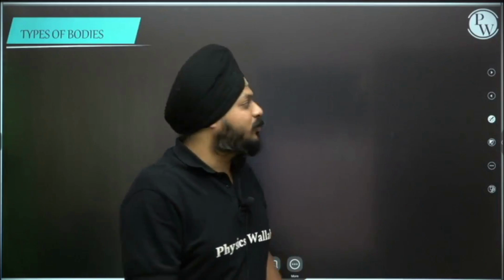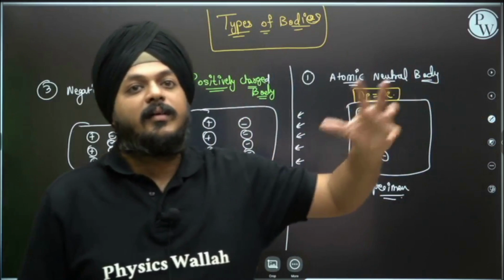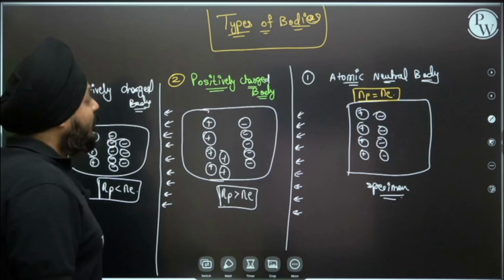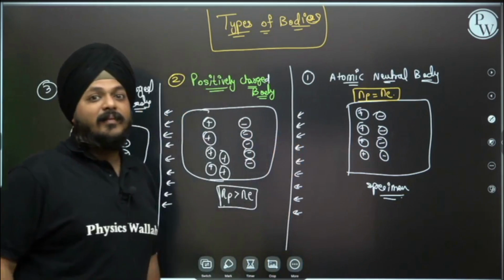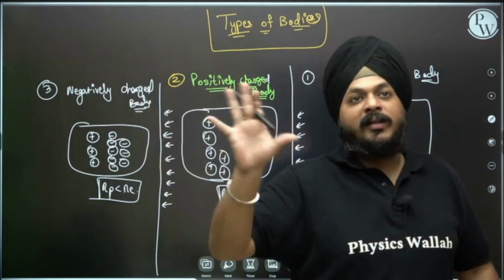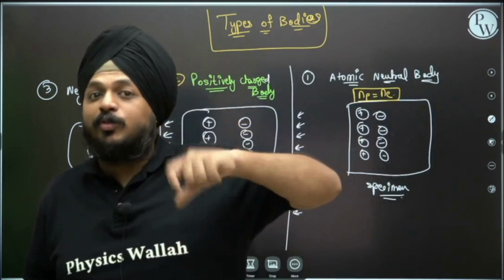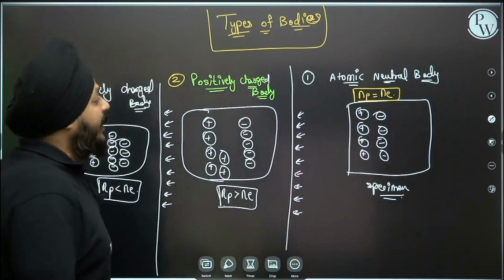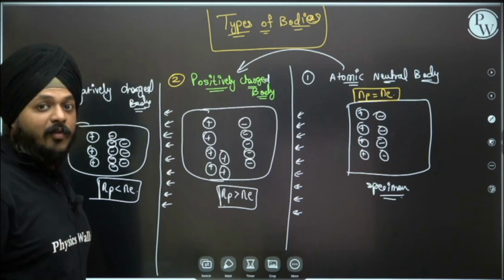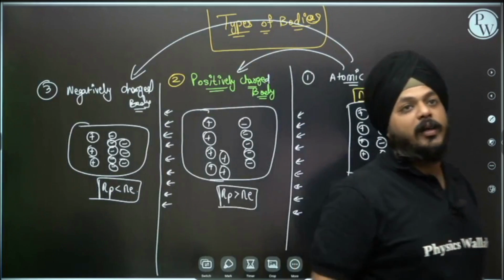The types of bodies we have seen. Now, I made one statement. Some might have noted it, some not. I gave a statement that all bodies are atomic neutral bodies. What kind of process went on so that this atomic neutral body got converted into a positively charged body? What process went on in which the atomic neutral body got converted into a negatively charged body?